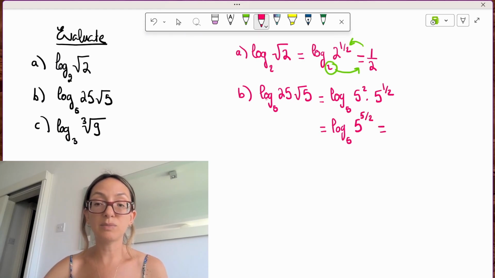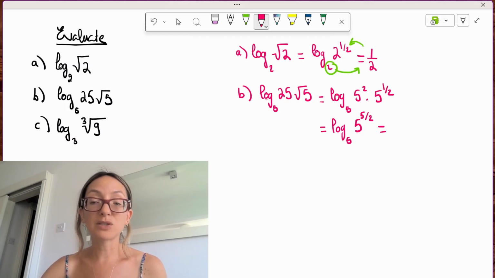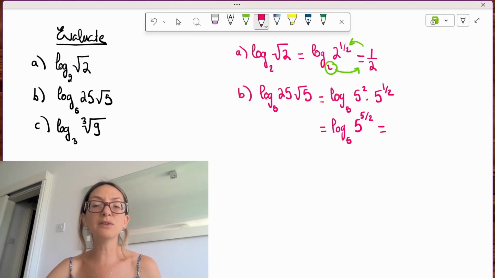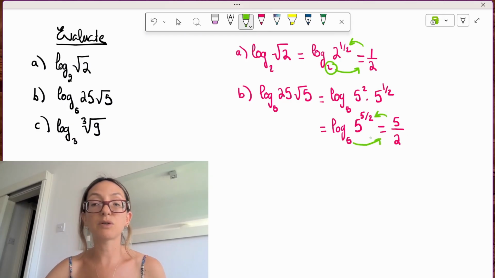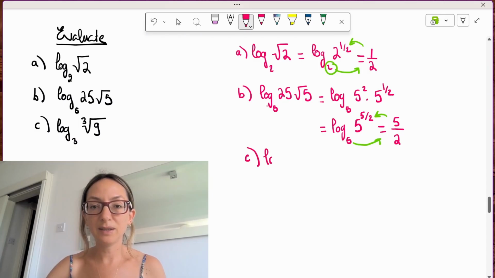And again, the answer becomes simple. What is the log base 5 of 5 to the power of 5 over 2? Again, you can read this as: what is the power of 5 to the power of 5 over 2? So obviously that is just 5 over 2. And again, if you follow the arrows, 5 to the power of 5 over 2 gives us what we have here. Now finally, log base 3 of cubic root of 9.